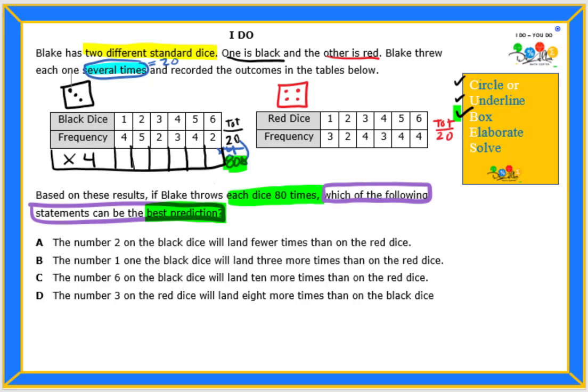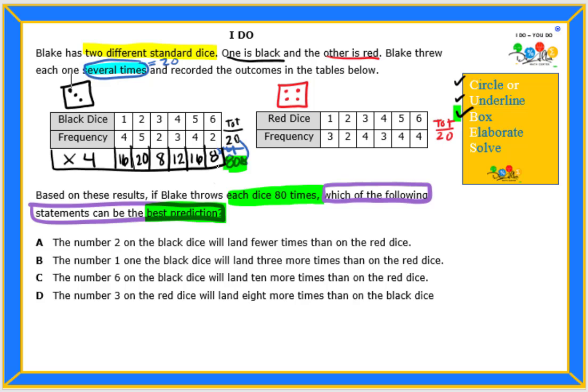So we're going to do 4 times 4, that's 16. 5 times 4, that's 20. 2 times 4, that's 8. 3 times 4 is 12. 4 times 4 is 16. And 2 times 4 is 8. So if we throw this black die 80 times, then we should land on the number 1, 16, and on the number 6, 8, and so forth and so forth.